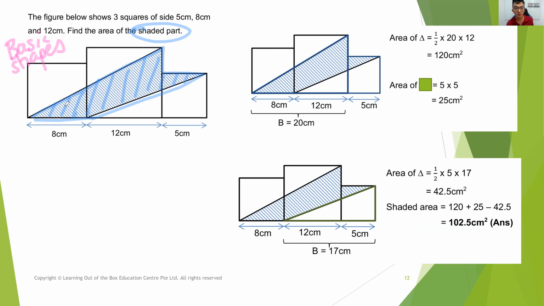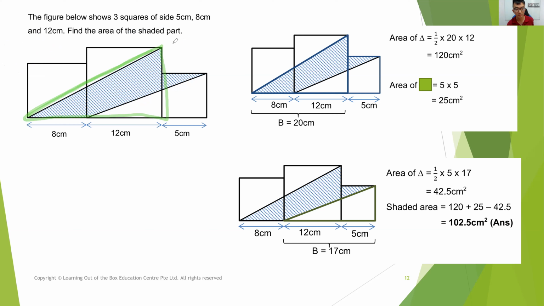But the way to start is always to look for basic shapes. So what do I mean? Name me some of the basic shapes that you have learned in school. Square, rectangle, circles for primary sixes, triangles. Okay. So first thing first, can you see a triangle here?